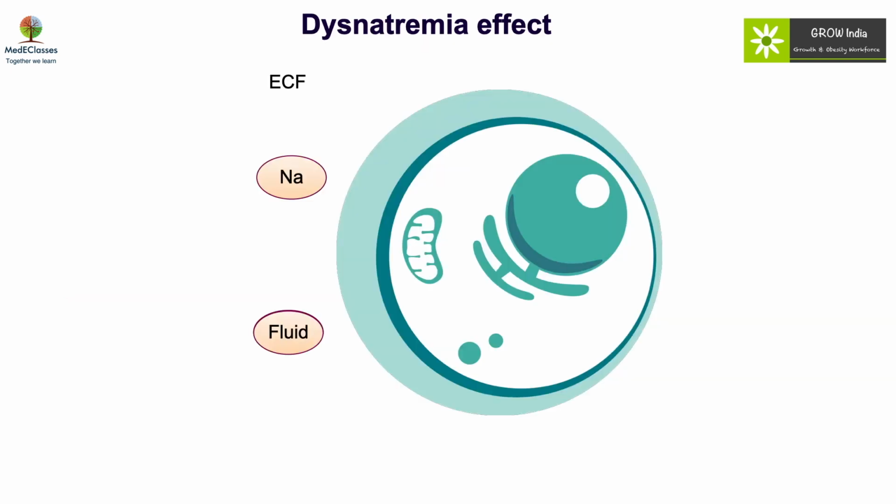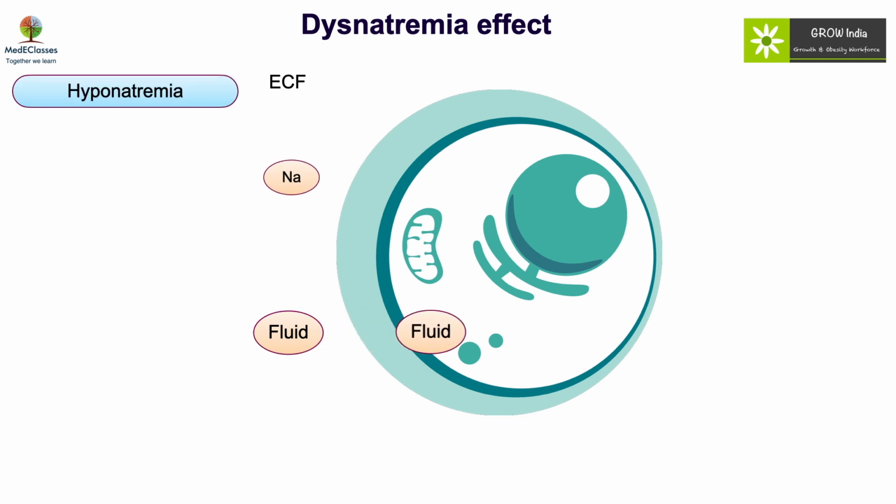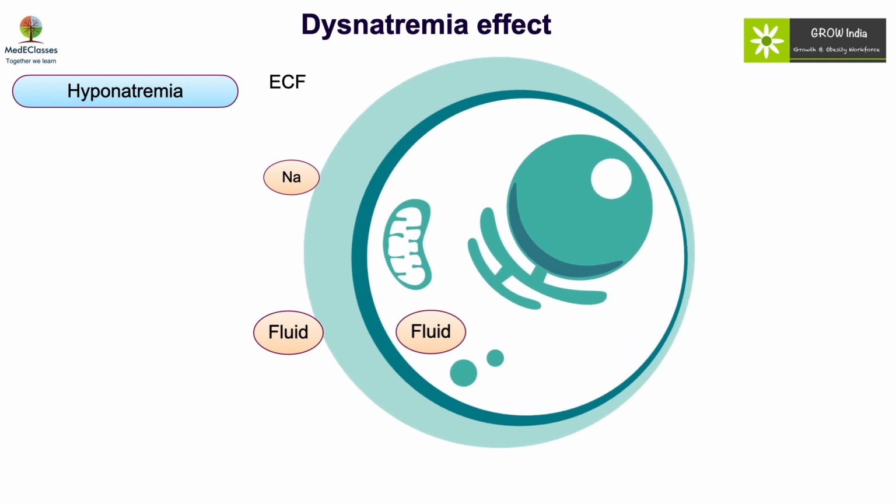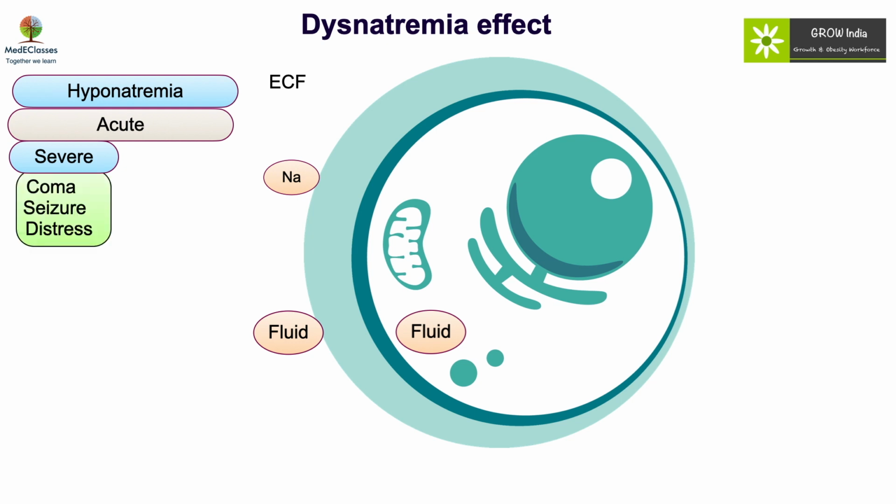The effects of sodium disorders depend largely upon the fluid flux. We need to remember that sodium is the major regulator of tonicity in the blood. So conditions associated with hyponatremia will result in a passage of fluid into the cells, which will cause them to swell, and this swelling in the acute stage will result in severe symptoms like coma, seizures, and respiratory distress, and this is a dying child with hyponatremia. The only indication for hypertonic saline is acute severe hyponatremia.